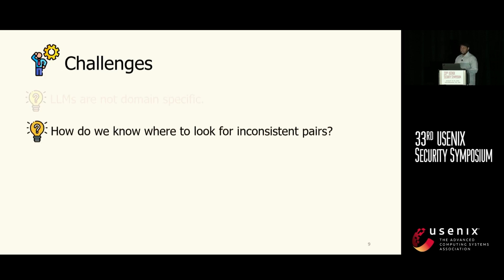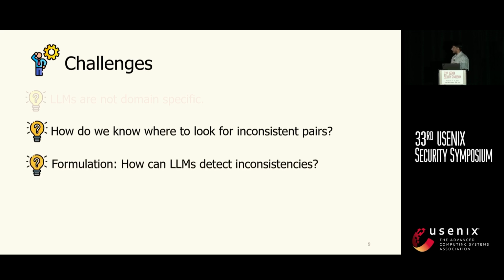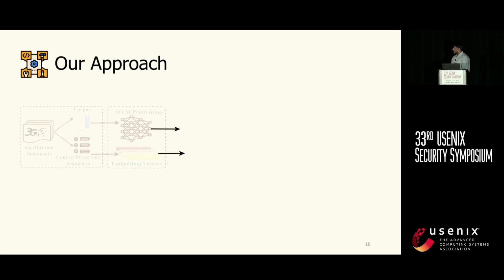Now comes the next challenge. We do not know where to look for the inconsistent pair of sequences, because there are thousands of documents. We also don't know how to formulate the problem for the LLMs. So that's why we first do an uninformed fine-tuning, which is a general NLP task. We'll talk about that later. And for the filtering task, we use the similarity check on the embedding vectors.